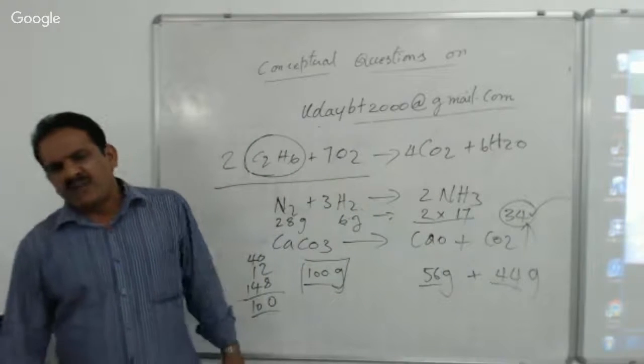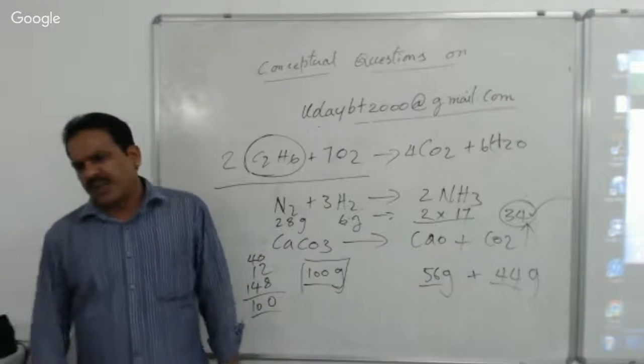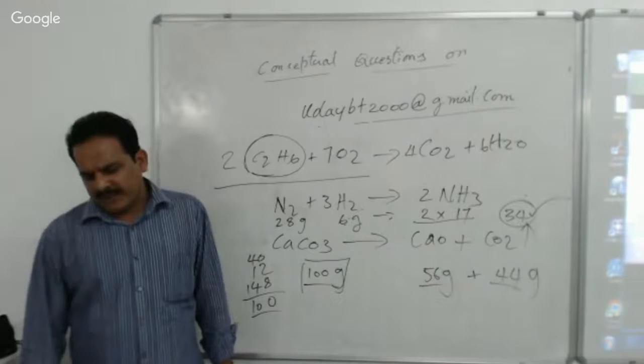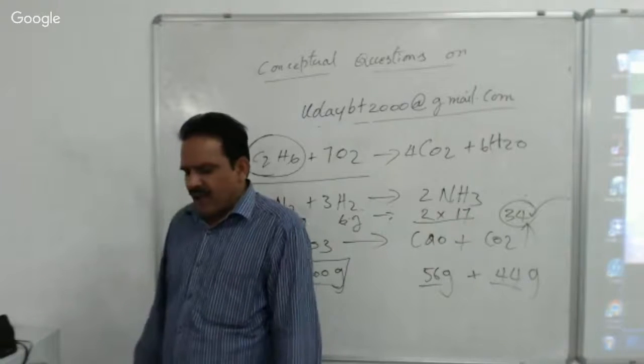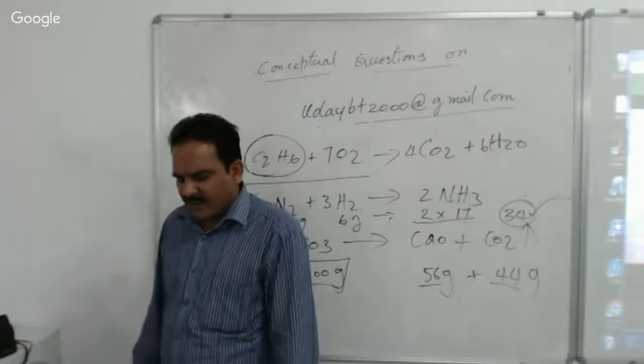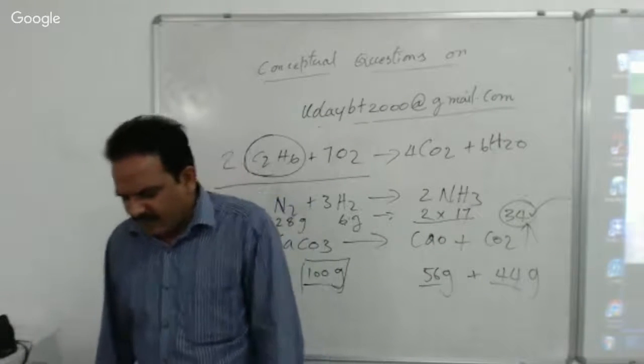Okay. The law of conservation of mass states that the mass of the reactants must be equal to the mass of the products, and this law is followed by all chemical reactions. So the laws followed by chemical reactions are nothing but the laws of chemical combination. Right? So the same thing.